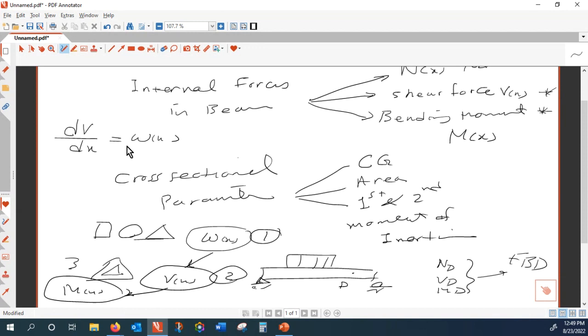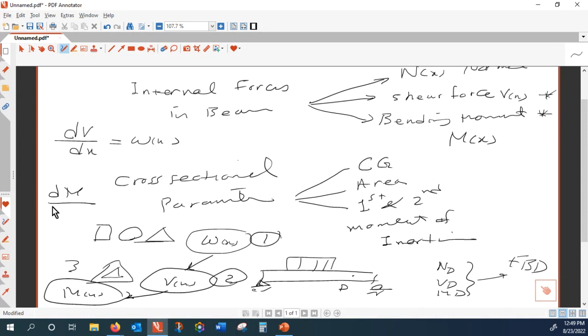Just by integrating that equation, as an input, you have W of X. So you input W of X, integrate, and that gives you V of X. Then the next step is, now you have V of X, input that to the next equation, which is the derivative of bending moment with respect to X is equal to V of X. So this, as an input, has shear force, and after integration, what you achieve is bending moment.